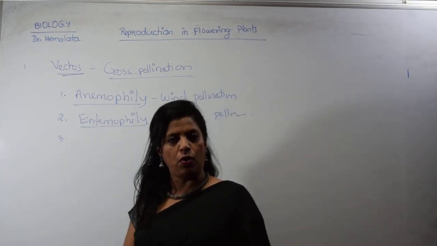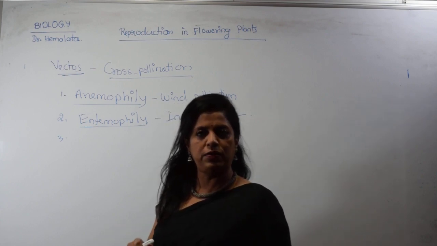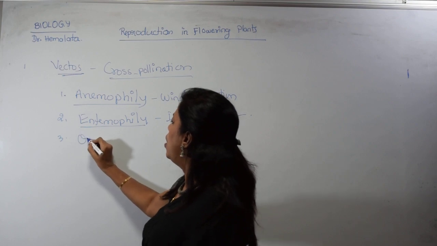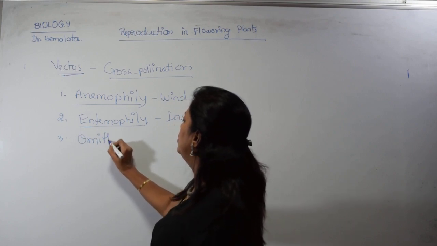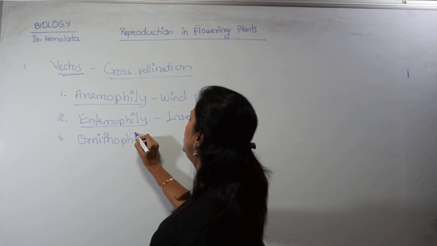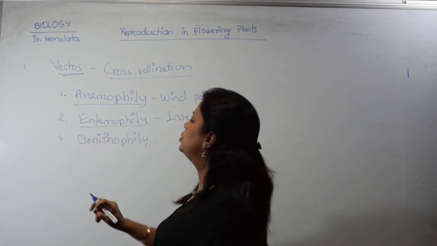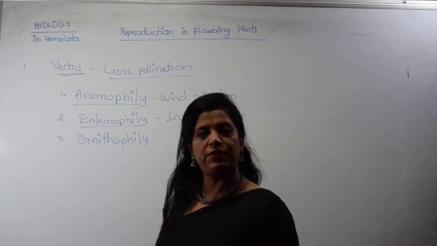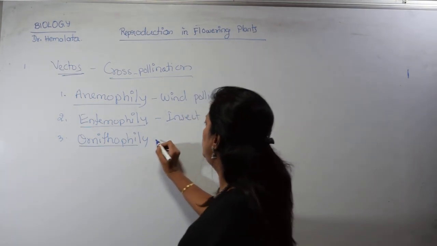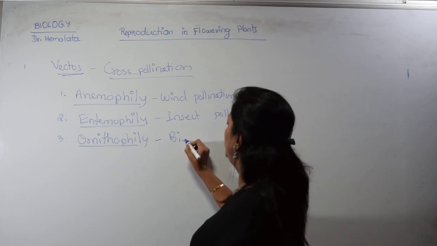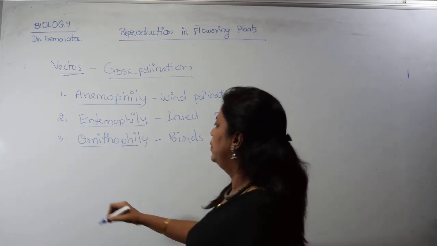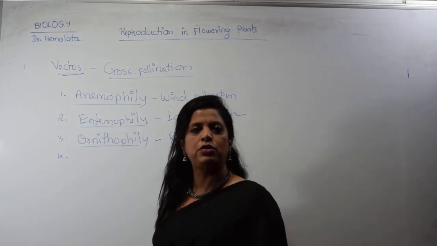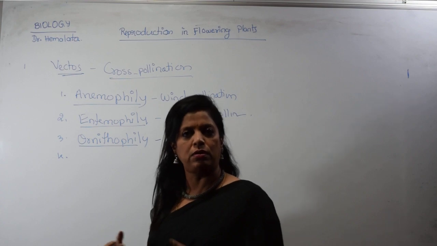Third one, if birds are involved in pollinating, transferring the pollen grains, then such type of pollination is called ornithophily. All these are 1 mark questions, or they may ask you the types of vectors, or how you classify pollination based on vectors. So ornithophily refers to pollination through birds. Bird pollination.